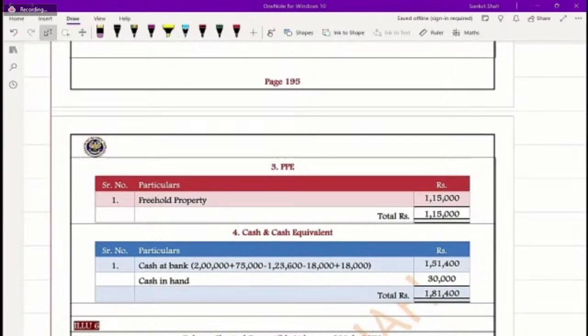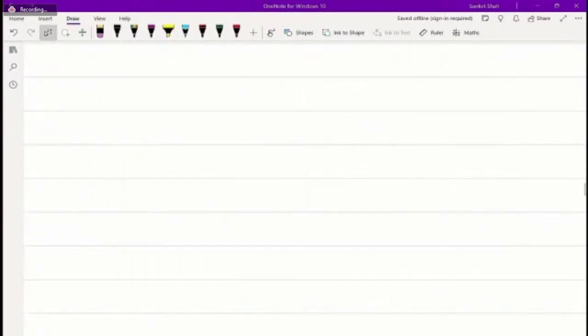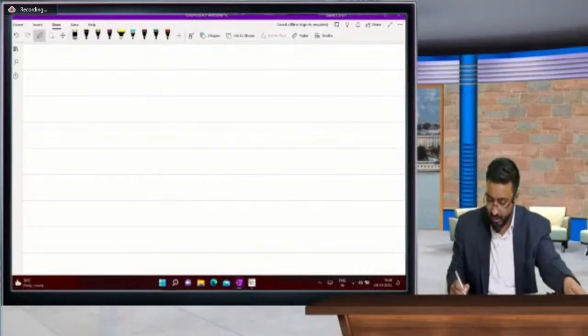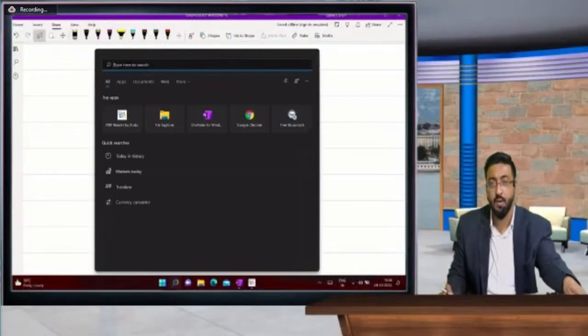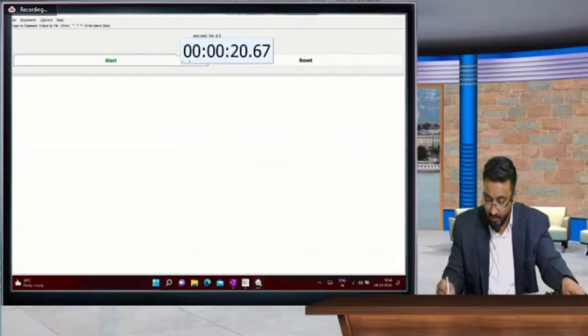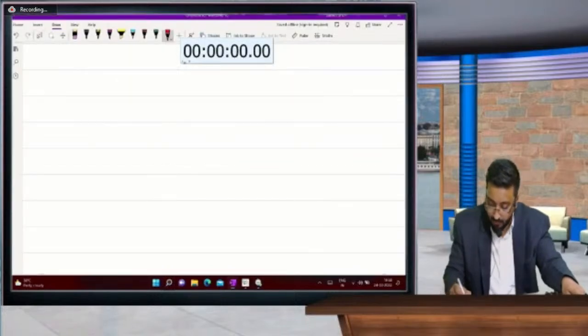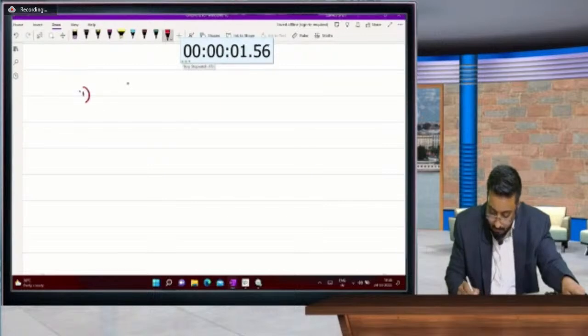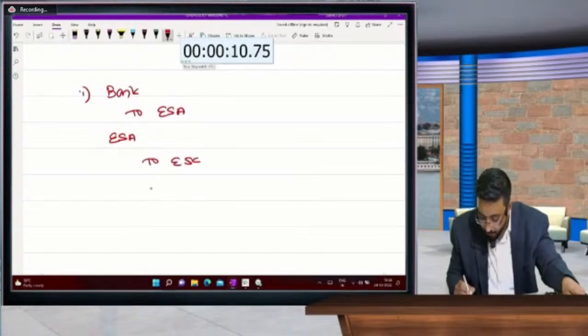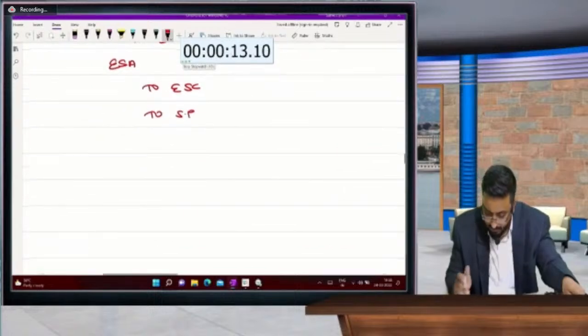So beta, how to recall these entries? See beta, very simple. How much time does it take? I will show you. Whenever you are recalling these entries, just telling you how to recall it. Number one, rights issue: bank to equity share application, to equity share capital, to securities premium. So this is the first entry.